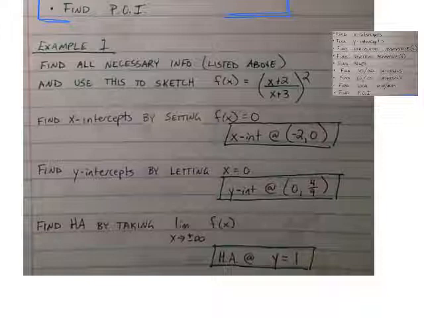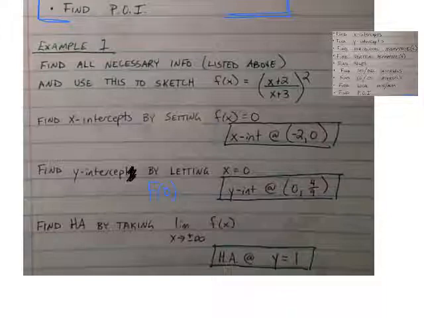Algebra skill. Find the y-intercepts by letting x equal 0. So essentially we're finding what is f of 0. And we find f of 0 to be 4/9, so we have a y-intercept at 4/9. I guess technically we can only have one y-intercept, so this should say y-intercept. That is an algebra skill as well.